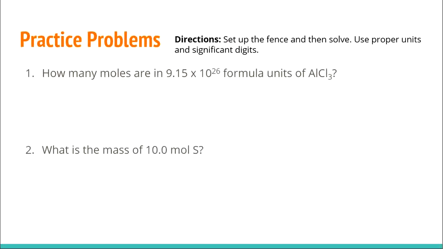So let's take a look at some practice problems. You're going to set up the problem using the fence, otherwise known as dimensional analysis, and then solve. Remember to use proper units and consider significant digits. So the first one, how many moles are in 9.15 times 10 to the 26 formula units of aluminum chloride?